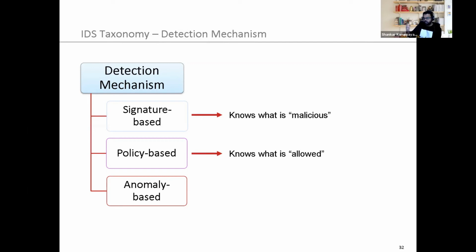Knowing what is malicious means that someone has already defined, okay, this is a malicious behavior, this is a buffer overflow attack. So this is what the signature-based detection mechanism will do. Policy-based will only say, only this is allowed in the network. Anything else is malicious. And anomaly-based is an approach of telling this is the normal behavior in our network. Anything that deviates from this, no matter how you define the deviation, is not normal, and when it's not normal, an alert will be raised. So this is a very simple example of how IDS can be classified in terms of detection mechanisms.